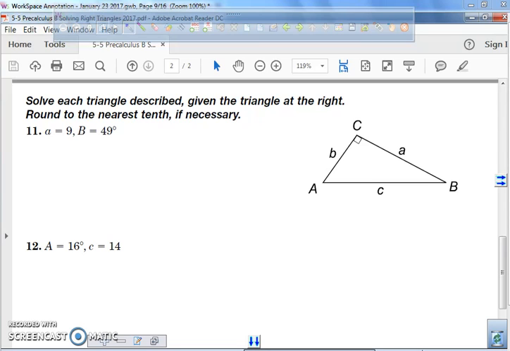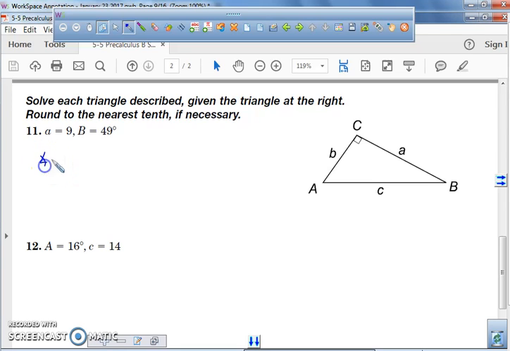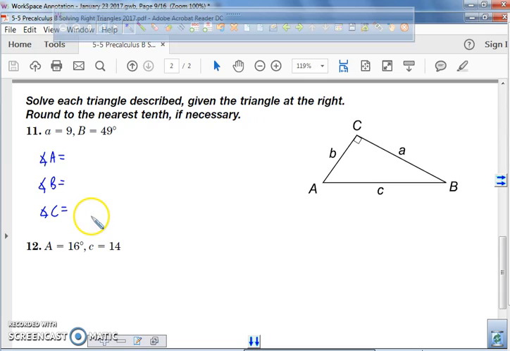Now, what I'd like you to do on your paper, if you would please, is create a little space for your final answer. All right? My suggestion, wherever you see angle C, always put 90 degrees. We have lowercase a, lowercase b, lowercase c. So this is going to be your final answer.